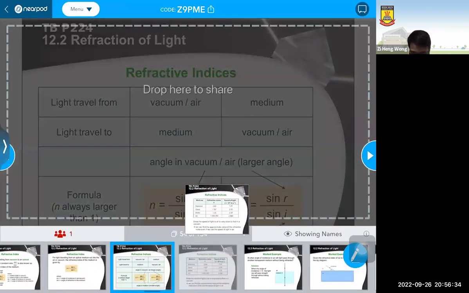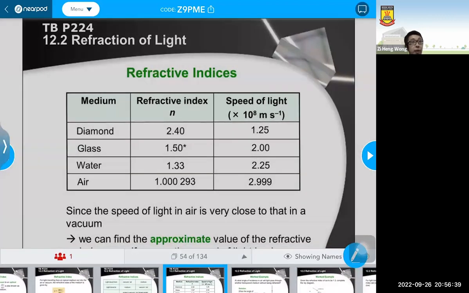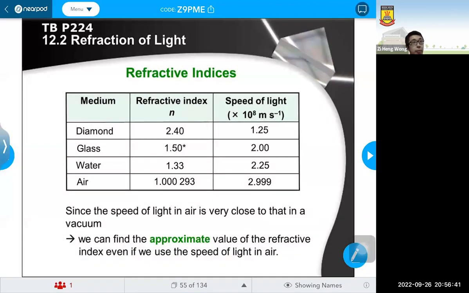You are not expected to memorize any refractive indices. During the question they will just give you accordingly. But at secondary school we can treat the speed of light in air as the same as the speed of light in vacuum. They are about the same.